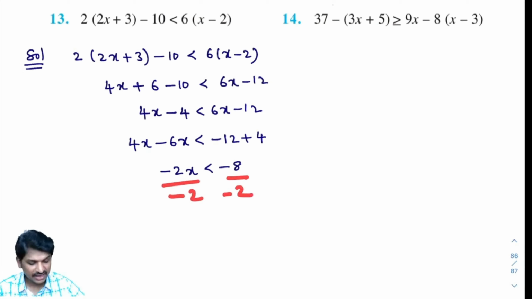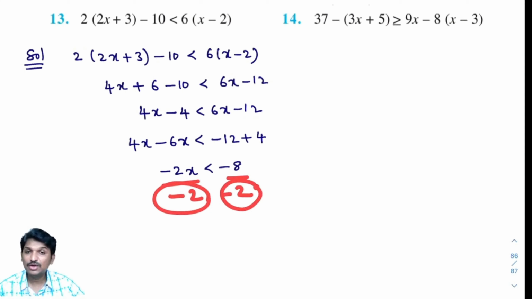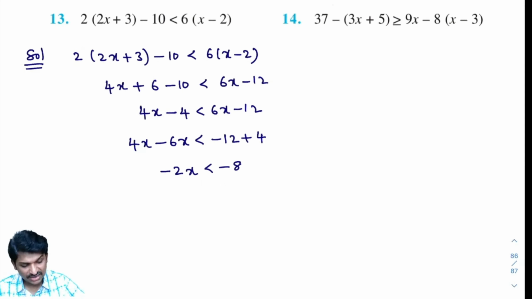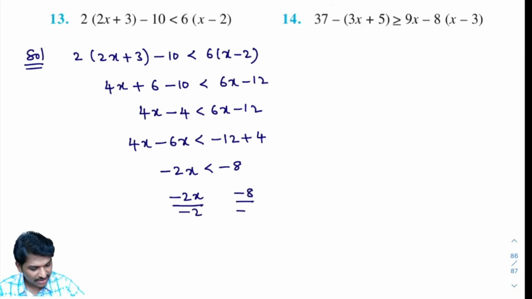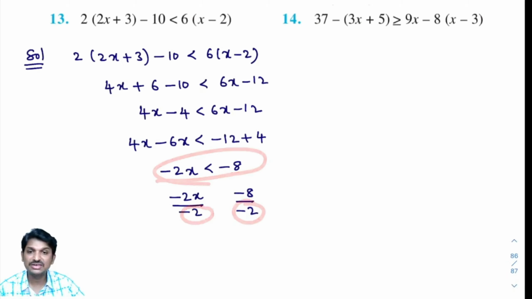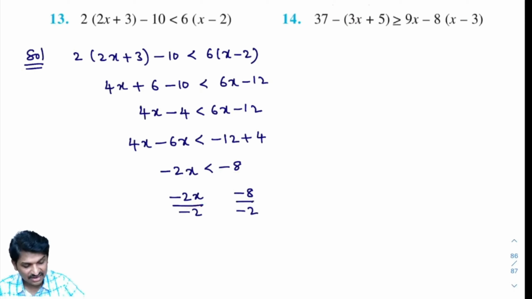For an inequality, if I divide with a negative real number, what happens? Rule number 3: the inequality sign changes. Less than changes to greater than. So minus 2x divided by minus 2, minus 8 divided by minus 2. This is the inequality. I divided by minus 2 on both sides, then the inequality sign changes. This less than changes to greater than. The minus 2 will get cancelled, this minus also will get cancelled. What you will get? You will get that x is greater than 4.